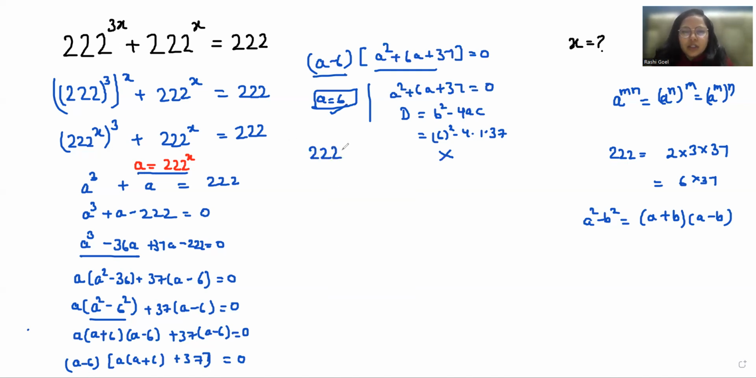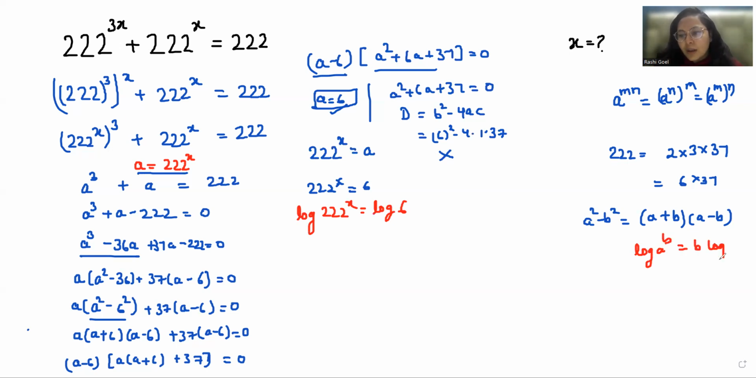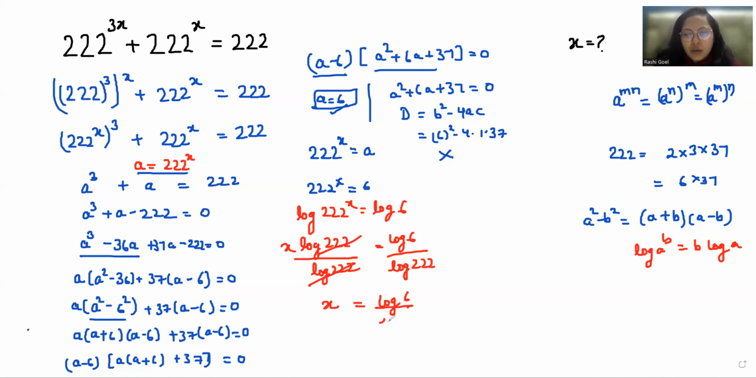So as we know, we took the substitution 222 power x is equal to a. So 222 power x is equal to 6. Now I'm going to take log on both sides. So log 222 power x is equal to log 6. According to the log rule, log a power b is equal to b log a. So x log 222 is equal to log 6. Now I'm going to divide by log 222 on both sides. So x is equal to log 6 by log 222.